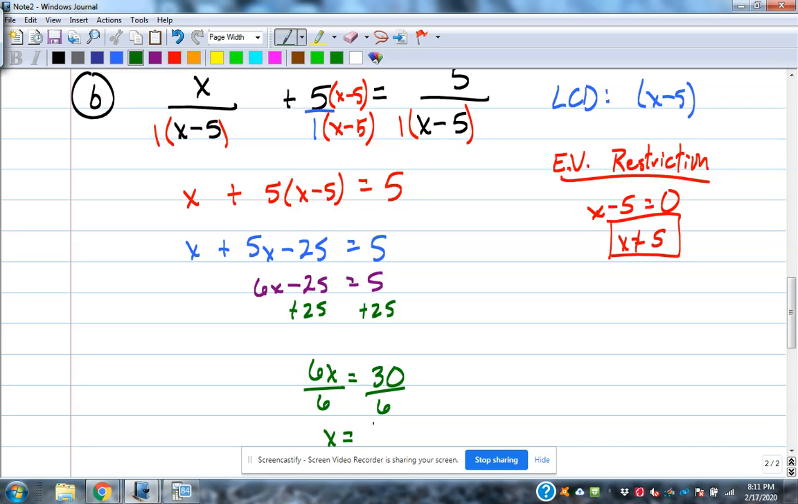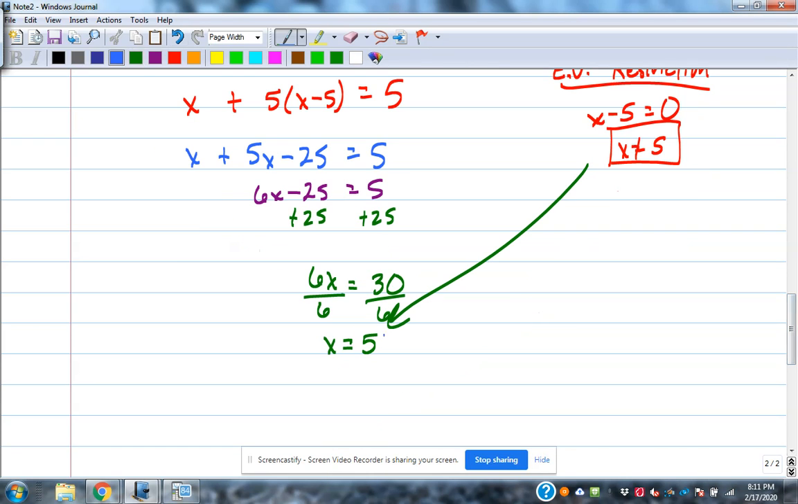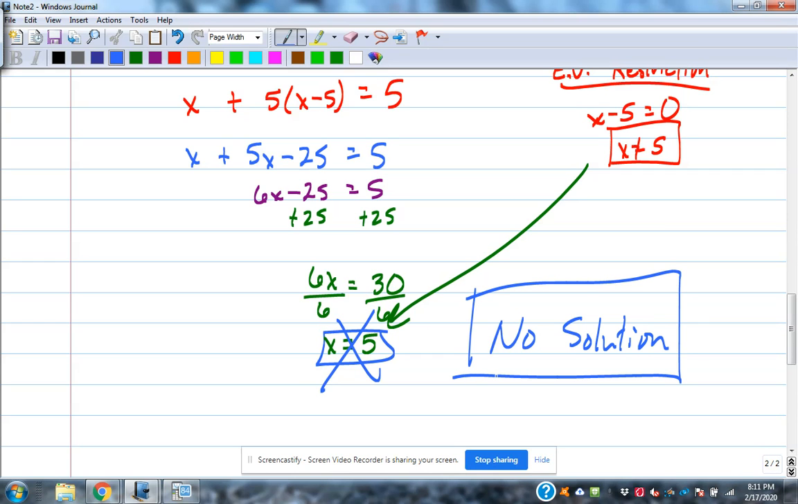Uh-oh. What's x? 5. But that's my restricted value. That means that answer is no good. We're going to throw it out. And since that's the only answer I got, this means that thing has no solution. There's not a number that could be put into that problem and have an answer.